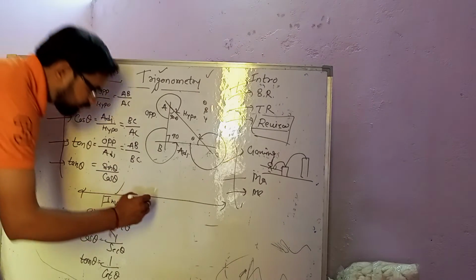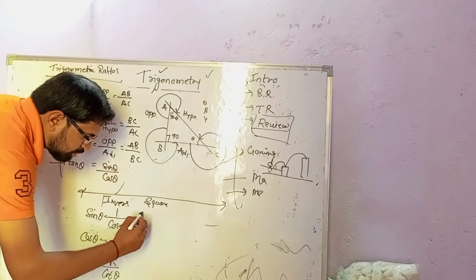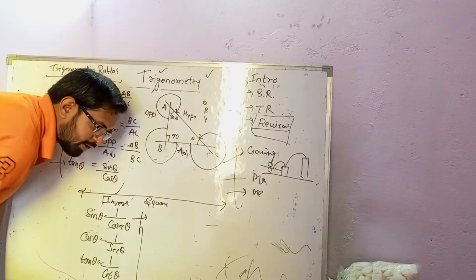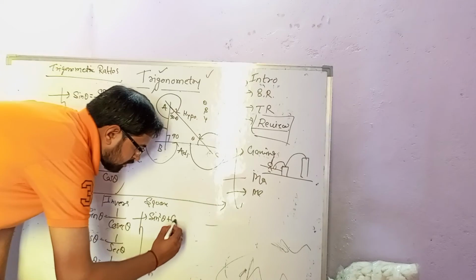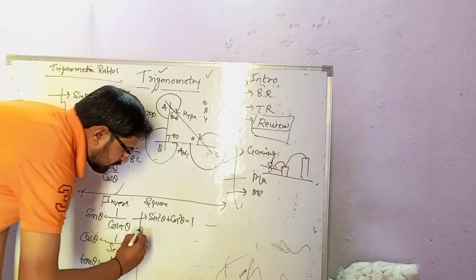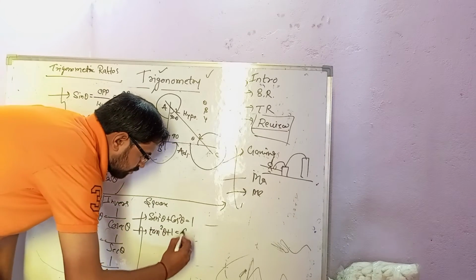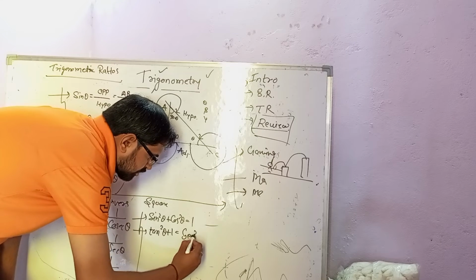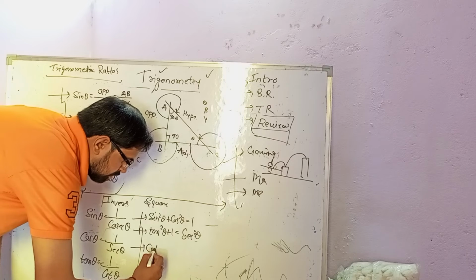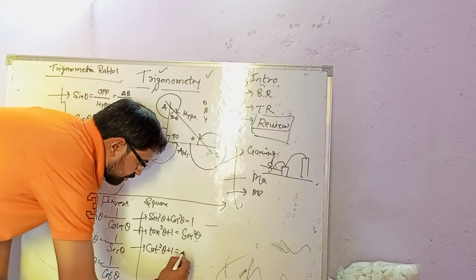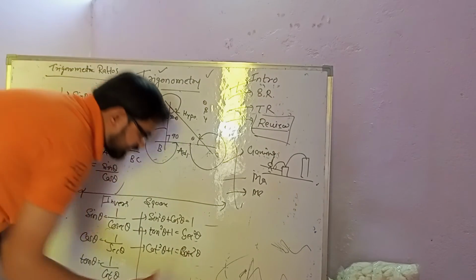The second set of formulas are square formulas. In square formulas you will find squares everywhere. The first one is sine square theta plus cos square theta is equal to 1. Second one is tan square theta plus 1 is equal to sec square theta. Third one is cot square theta plus 1 is equal to cosec square theta. You can see squares everywhere.